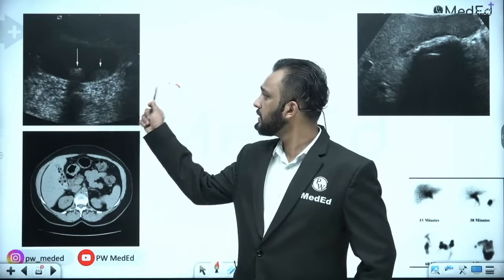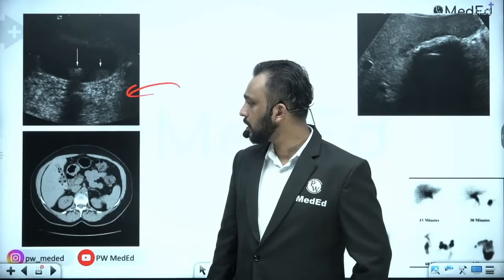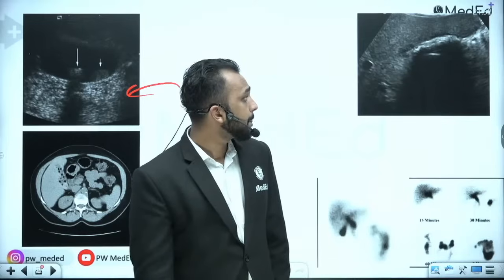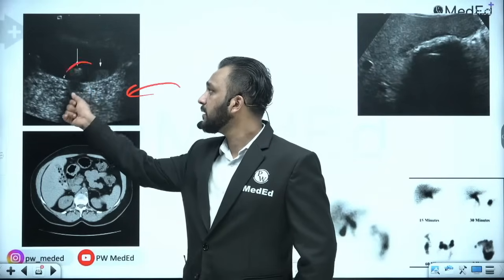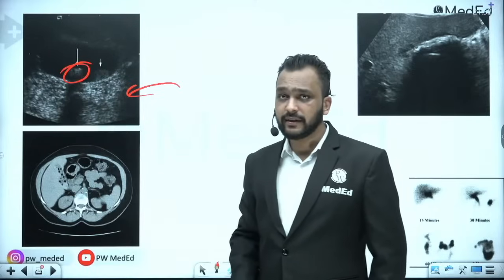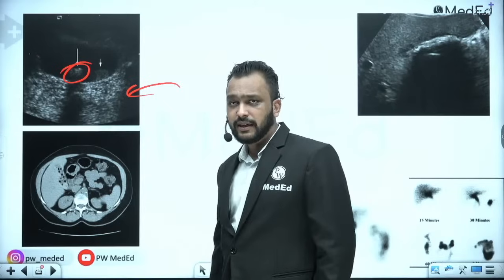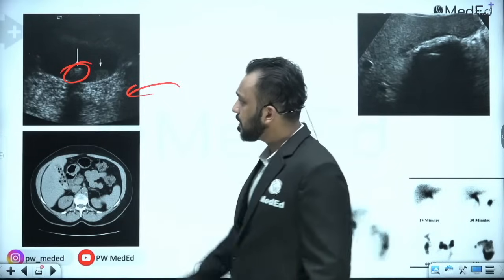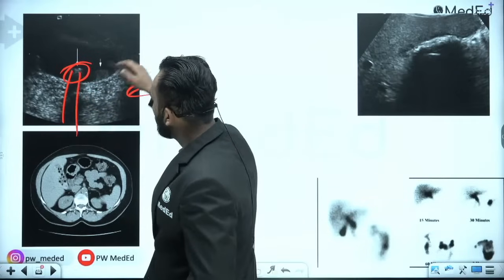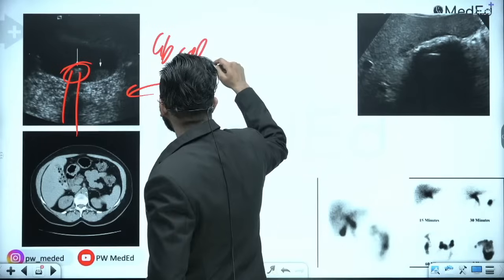So here, this is an ultrasound image of the gallbladder. What is happening in this patient? There is some calculus in the gallbladder, and this calculus is showing posterior acoustic shadowing. This is shown by your GB calculus, gallbladder calculus.